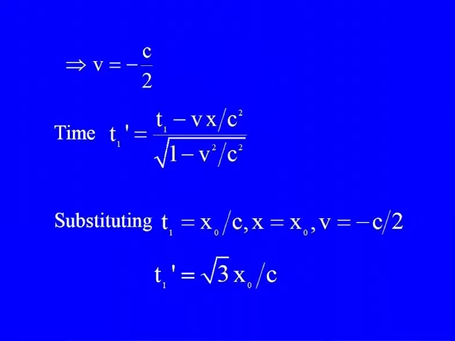And then what you are going to do is substitute T1, the measured time, for a certain position. So, if x is x0, we look at this problem: this was measured at time T1 equal to x0 by c, and we know the velocity with which this prime frame is moving. So, that is minus c by 2. So, we immediately get what this time is in the prime frame of reference. So, T1 prime is root 3 x0 by c.